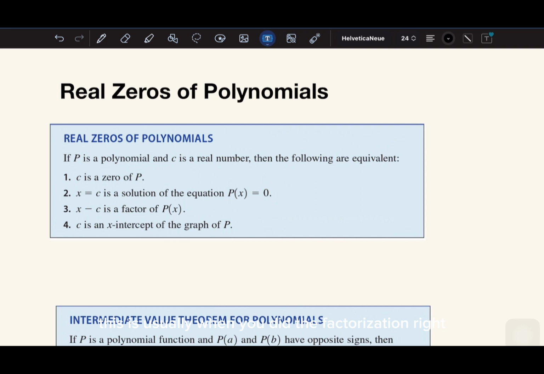This is usually when you did the factorizations, right? And we say that x minus c is a factor of p of x. And c is also an intercept, because we take this equal to 0. So this is also an intercept. I think no problem with this, right? No problem with this.